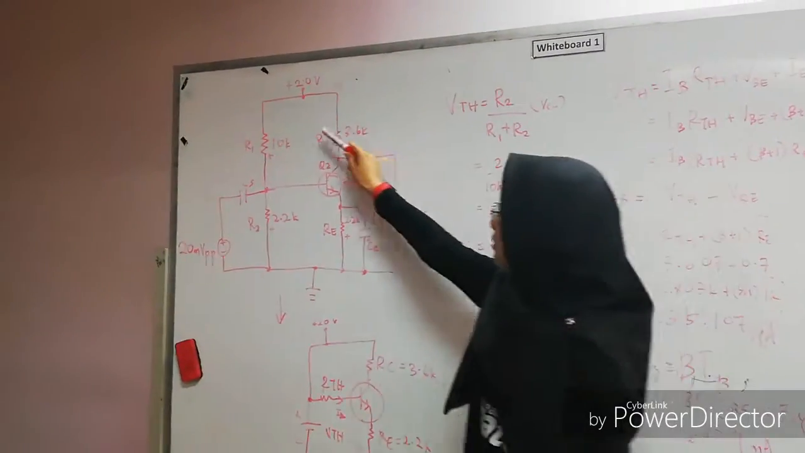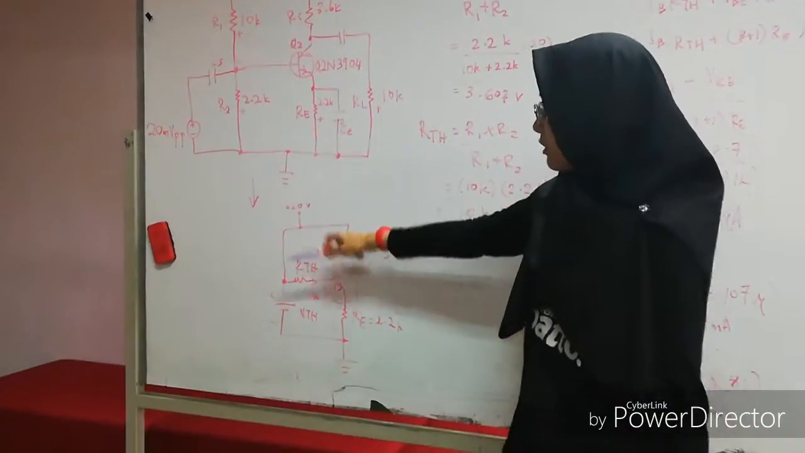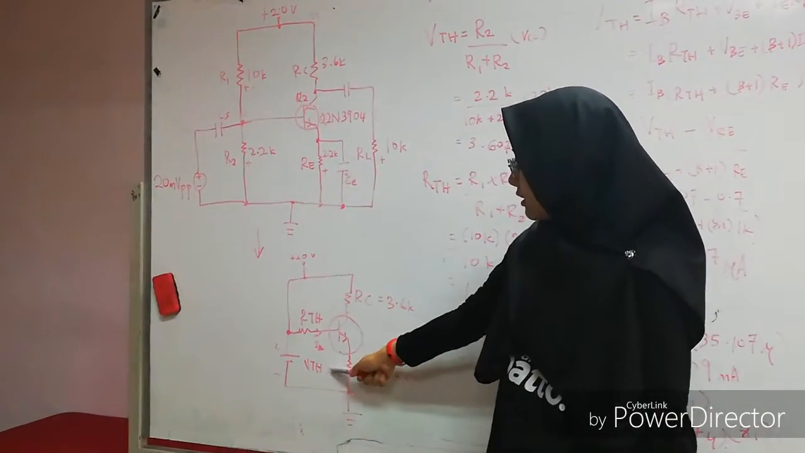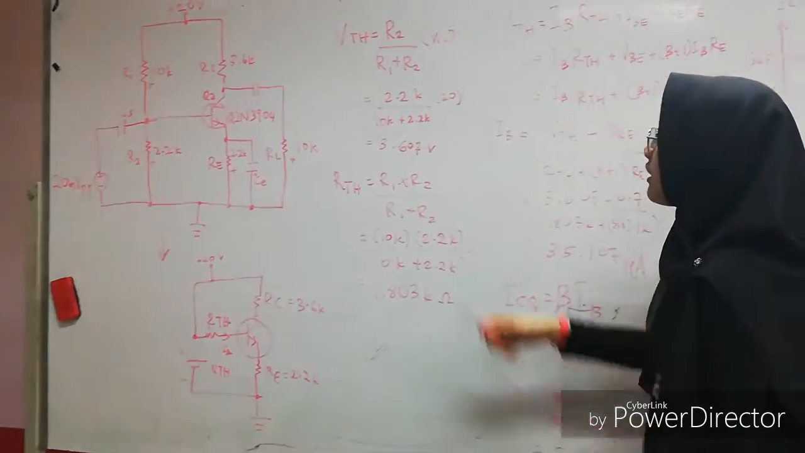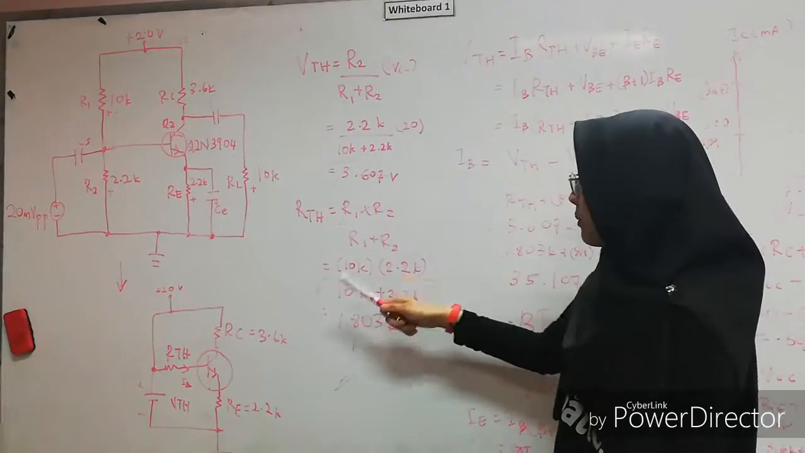For this circuit, we must short all the supply and it will be like this. We must short it to find the RTH and VTH. So the formula of RTH is equal to R1 times R2 divided by R1 plus R2.